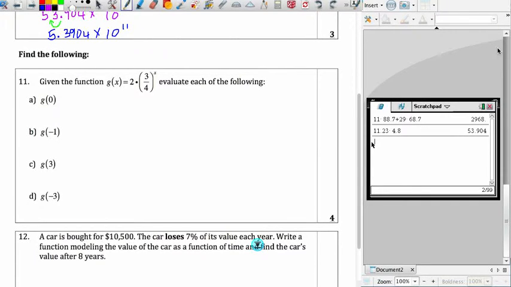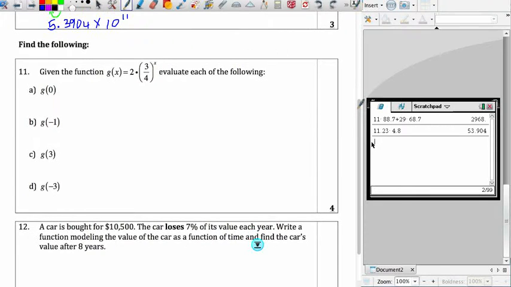Okay, so welcome back. This is part 2 of the exponents review, and so what we're going to do is continue here with question 11. So now we have a given function g of x, and we've been asked to evaluate each of the following. Evaluate meaning find the value of, and so hopefully you recall from function notation these are substitution questions.